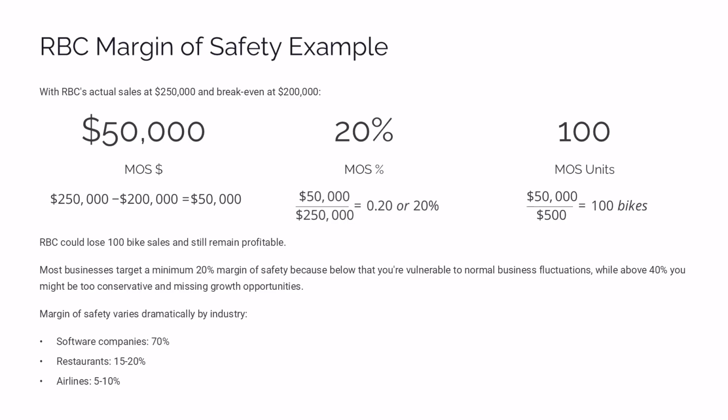When Zoom's usage exploded during COVID, their margin of safety went from 25% to over 80% almost overnight because their fixed costs barely changed while revenue increased 400%, giving them the cushion to invest billions in new features and acquisitions without risking profitability.